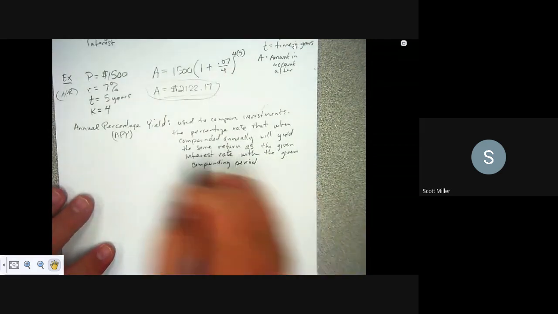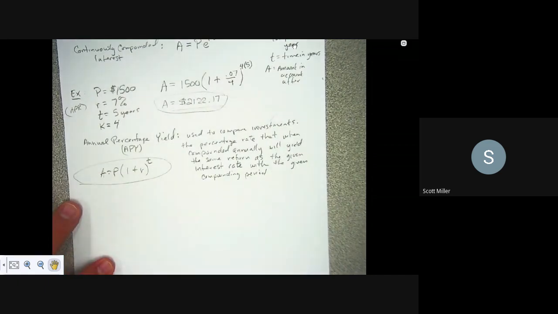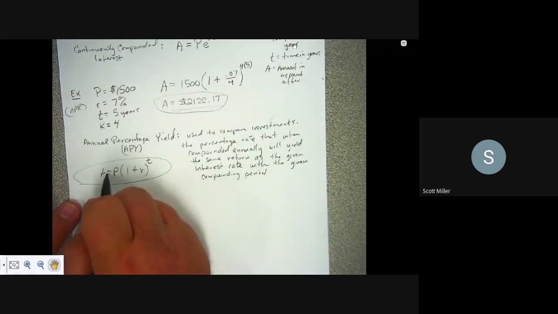So to calculate this, you're basically doing a modified version. See this right here, where K is going to be 1. So it just boils down to this right here. And it should look familiar to you. It looks just like the growth formula that we talked about previously.